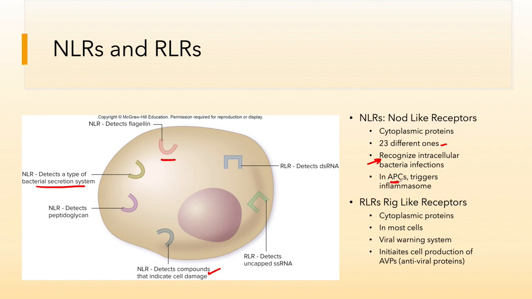In antigen-presenting cells, they trigger a very specific response, and this is called the creation of an inflammasome. And the inflammasome is an inflammation initiation complex. So they initiate an inflammation.